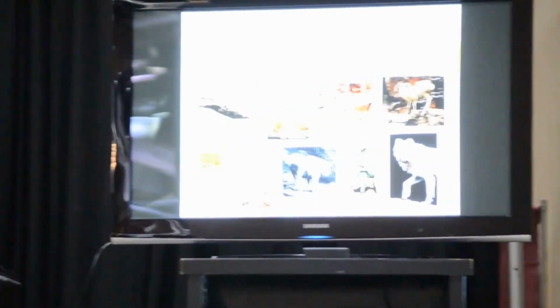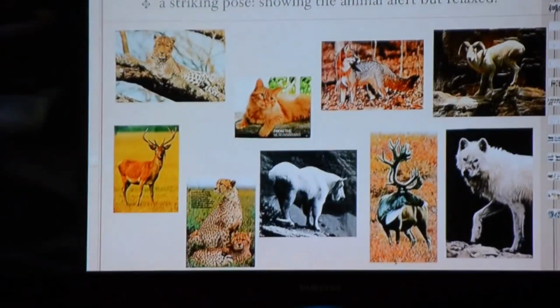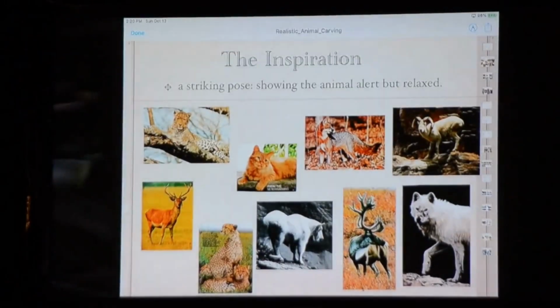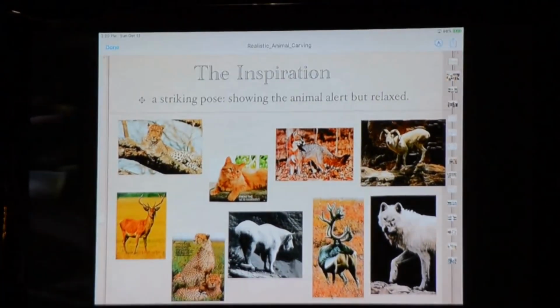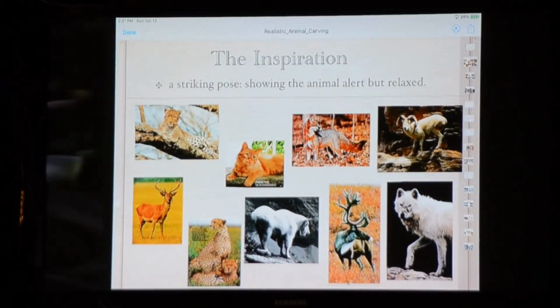The inspiration could be just a striking pose, something where the animal is alert, stationary. Maybe it's the coloring in the background. If you pay attention to some of these animals, you may actually see my inspiration for the final pictures on this slideshow. So this is not a test. I'm not going to have you remember which one they are, but at least keep that in mind.